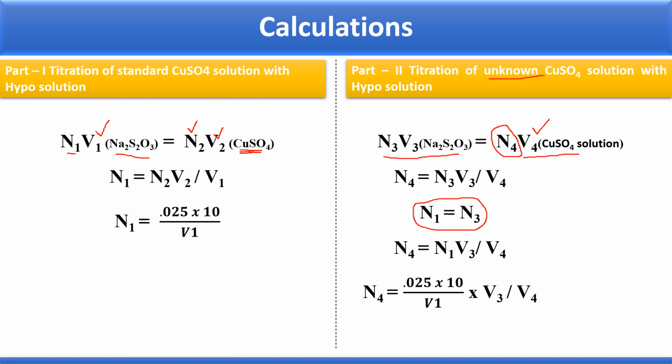So finally N4 is equal to N3V3 by V4, and we know that N3 is equal to N1. By simply putting the value of N1 in this formula, we get the final value of N4, that is 0.025 into 10 divided by V1. This value comes from here, N1. Multiplied by V3 by V4. So this is the final normality of the unknown copper sulfate solution.